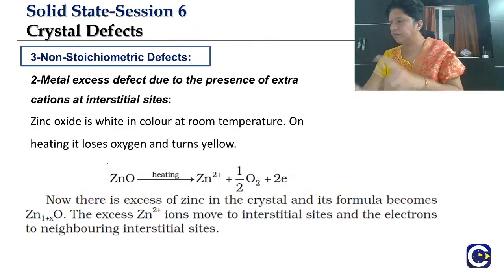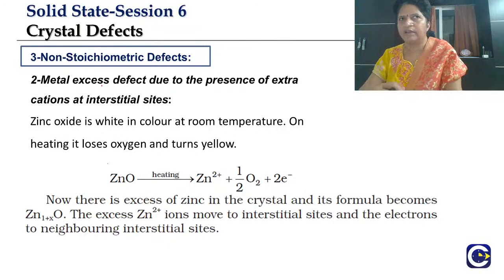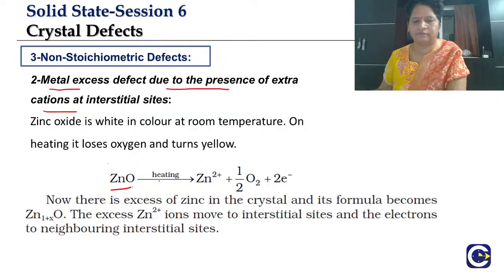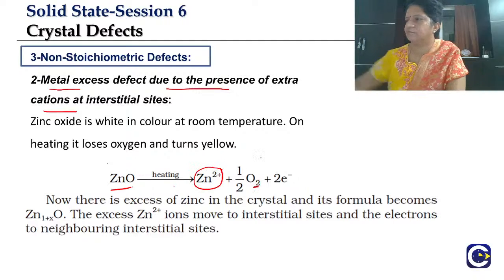In the previous case when I was speaking about F centers, what happens there is that the anion is missing from its point and excess of cations are formed because of that. Here there is again metal excess defect, due to the presence of an extra cation. If we heat zinc oxide, on heating zinc oxide, what happens? Zinc ions are formed. Oxygen will be in gas form. So if it is in the form of gas, some part of it escapes out. And we have the electron.